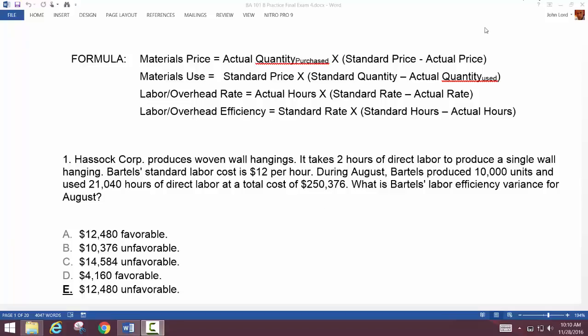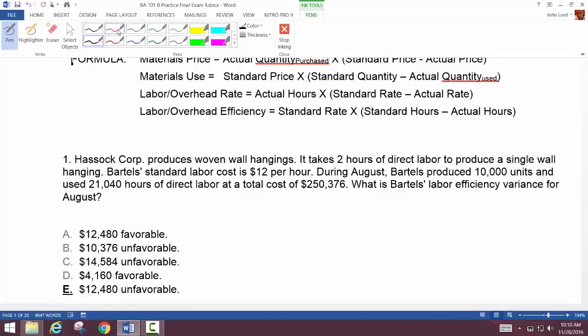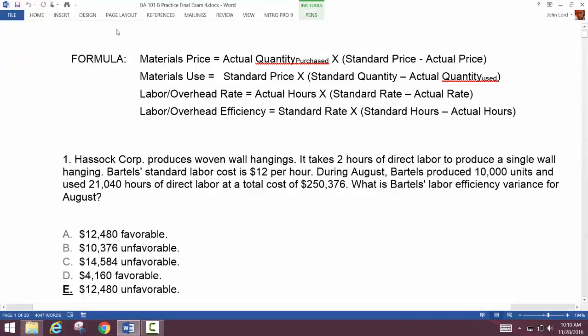And for some reason, my mouse always wants to give me some trouble here. But let's take a look at this first one. Let me get us a pen. Okay. And so what do we've got? We've got this, I'm going to use red, I think. We've got this company that produces woven caps, and it takes 2 hours of direct labor to produce a single wall hanging. And the standard cost is $12 per hour.